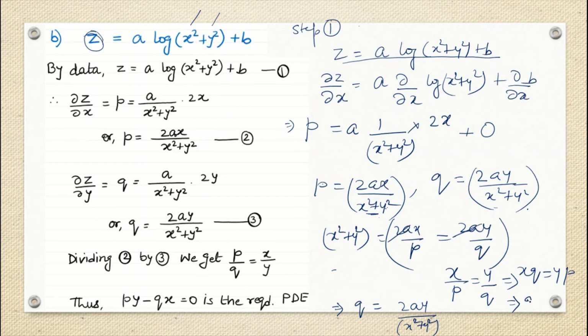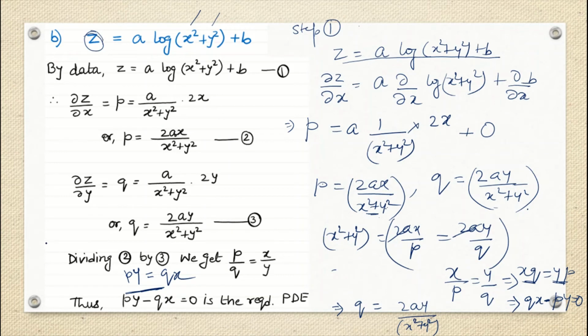So qx minus py equals 0, because both things I have taken to the left hand side. So here we got qx minus py equals 0, or py minus qx equals 0, both are the same. Why? Because this is also saying the same thing, py equals qx. So you can say that this is your required partial differential equation.